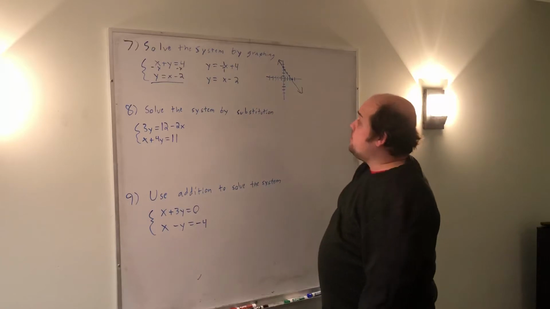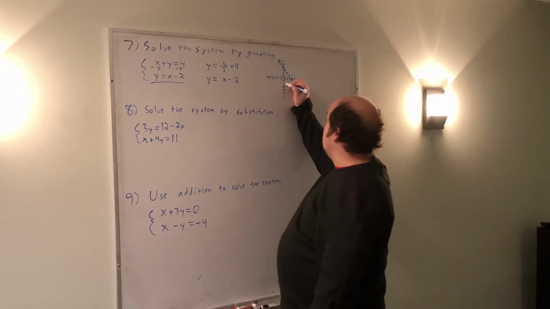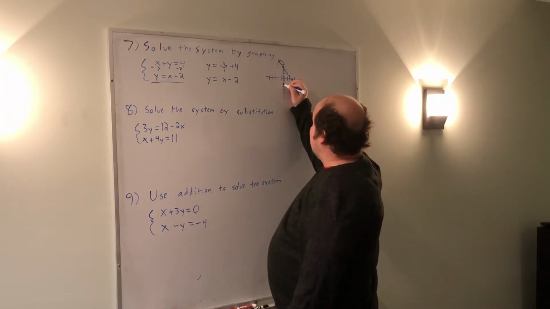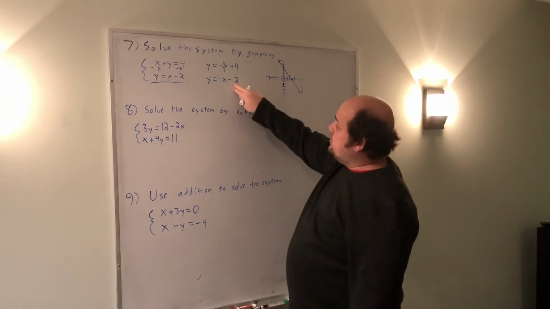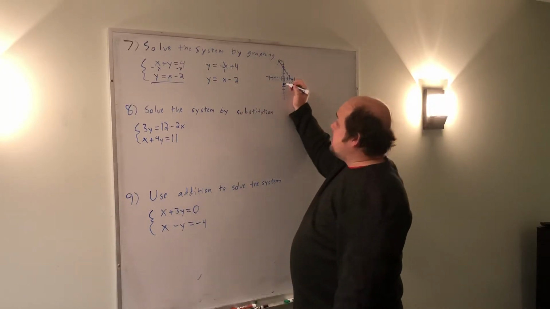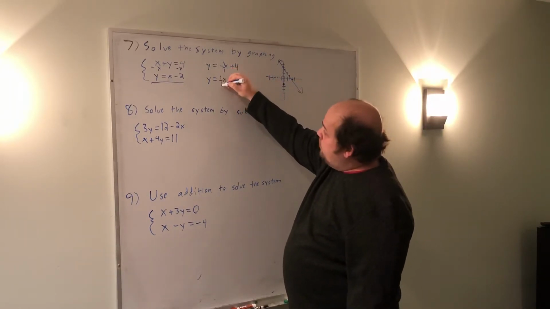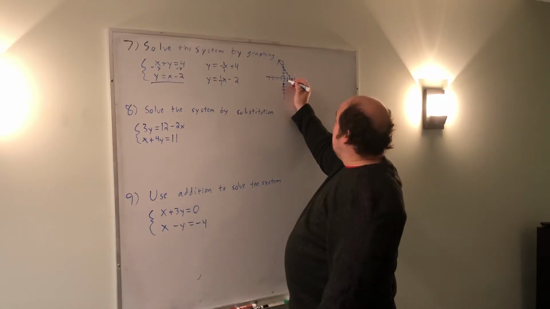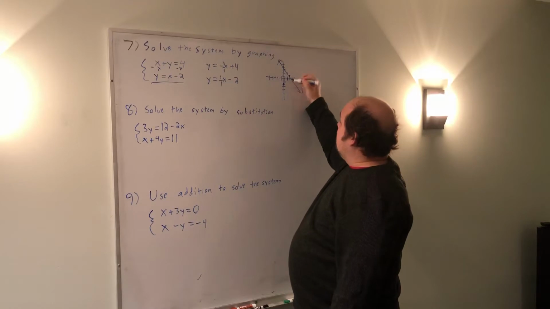The second line I'm drawing is y equals x minus 2. That starts down here at negative 2 on the y-axis, the y-intercept. There's an understood 1 over 1 in front, so it goes up 1, right 1, up 1, right 1, up 1, right 1.